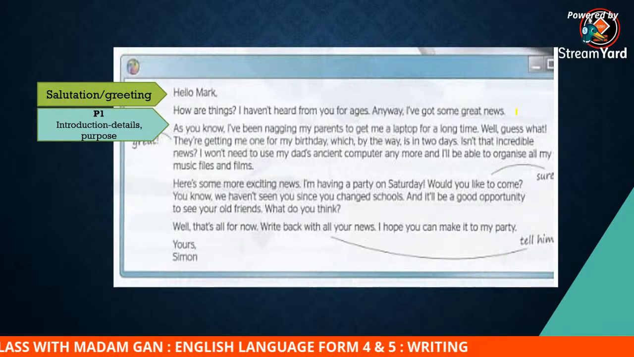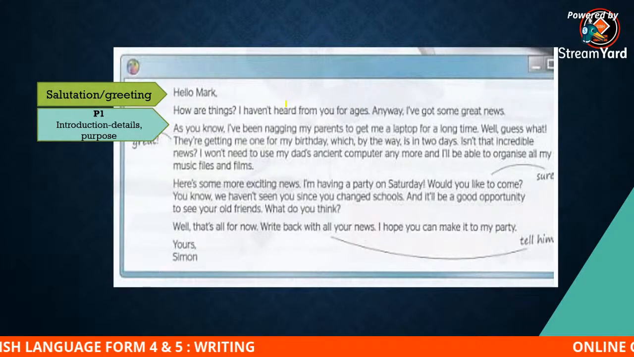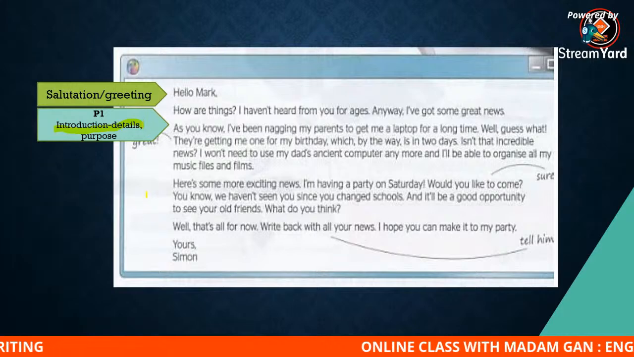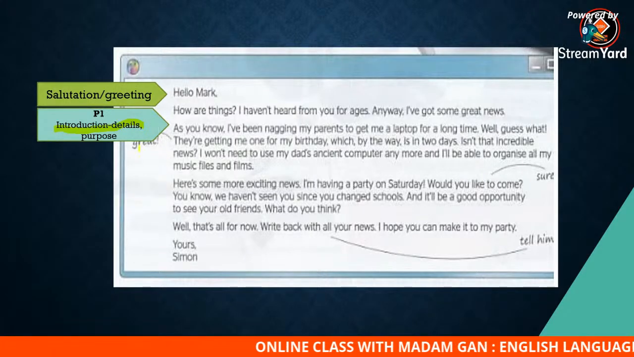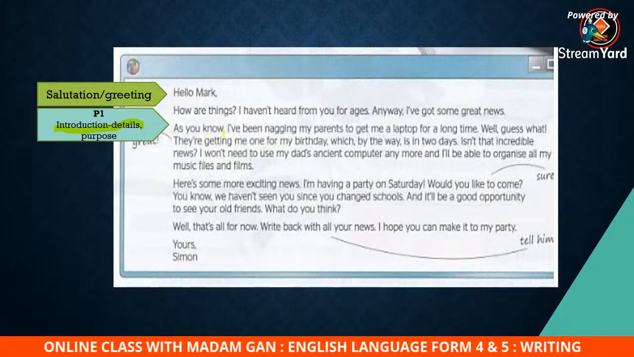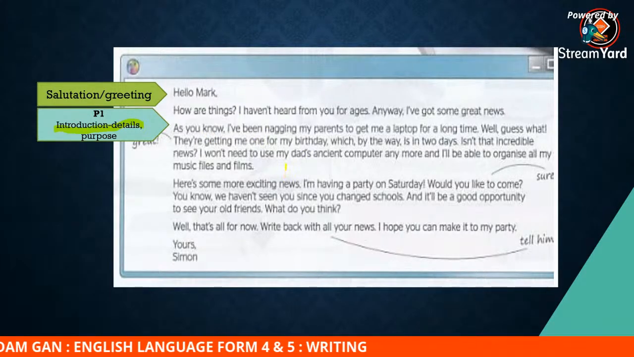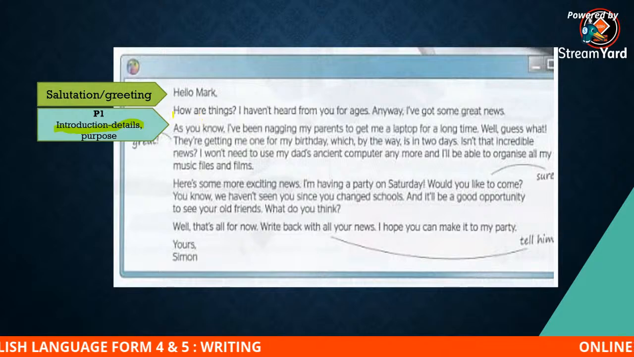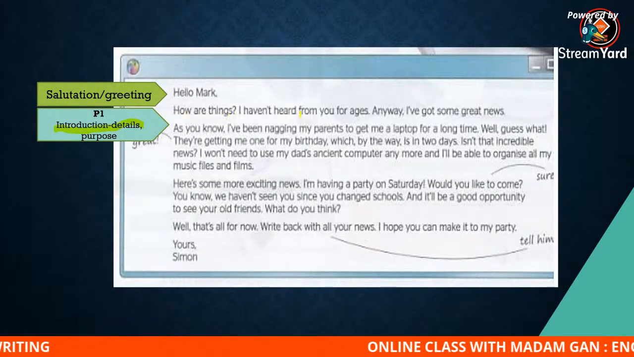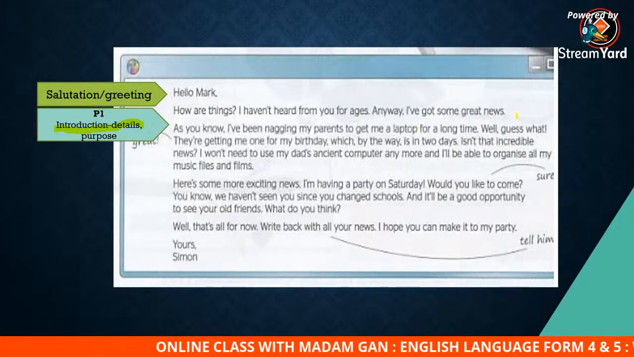There are some instructions or comments that you're supposed to jump into the question and answer straight away. No, you still need to have a simple introduction. Okay. So be careful with this. You don't jump into your writing and answer the first question in the rubrics or in the instructions. Okay, you have to write a simple introduction like how are things? I haven't heard from you for ages. Anyway, I've got some great news.